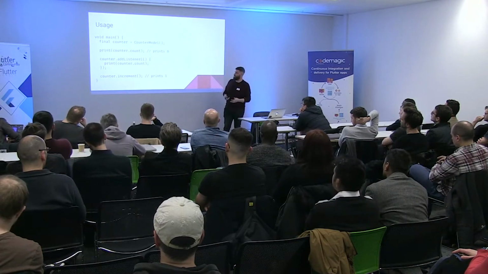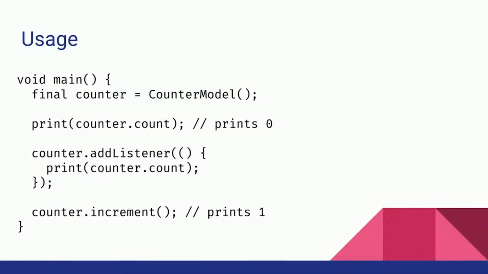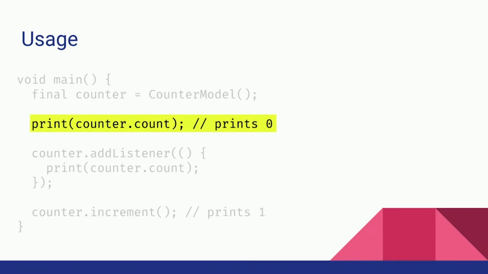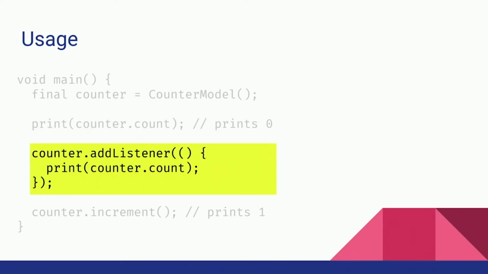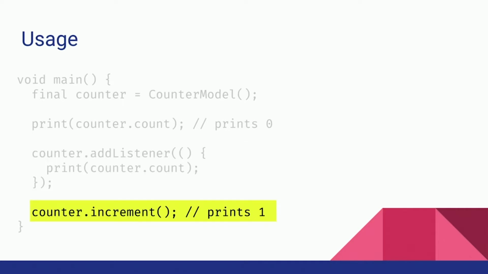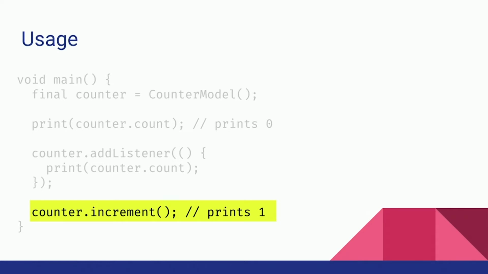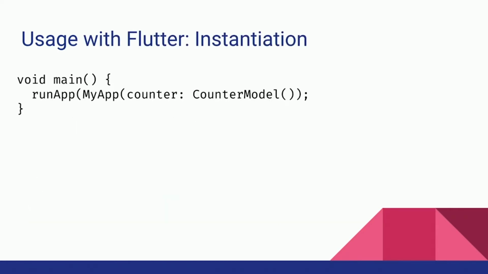So a usage example, you don't have to use ScopedModel directly in Flutter. You could actually just, with a widget tree, go ahead and instantiate the model. You can print the current count. Then you can add a listener. And in this case, it's just going to take a function. And as I said, every time we call notify listeners, it's going to run this function. So if we were to call the counter.increment, then it would actually increment the counter, notify the listeners, and therefore it would run this function which prints 1.